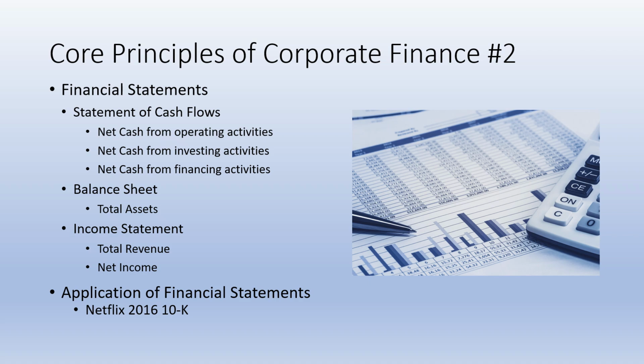The next core principles are the three standard financial statements for business: the statement of cash flows, income statement, and balance sheet. Important areas of the statement of cash flows are the net cash from operating activities, investing activities, and from financing activities. From the income statement side, we can find the total revenue and net income numbers. The balance sheet provides the value of the total assets of the firm.